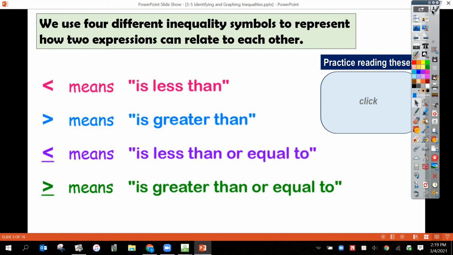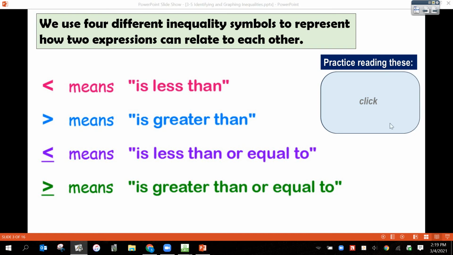So let's practice reading some of these. For example, the pink one, 2 is less than 6. And 7 is on the open end. 7 is greater than 3.